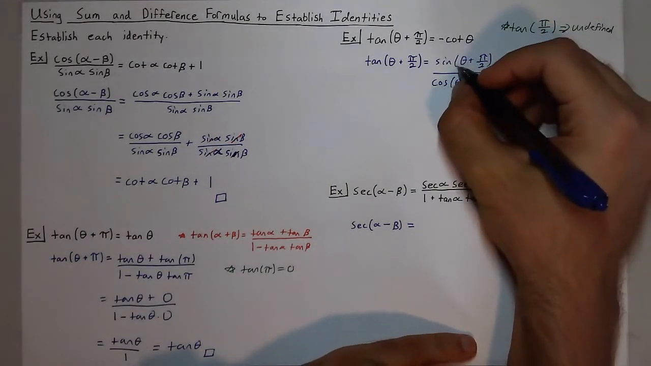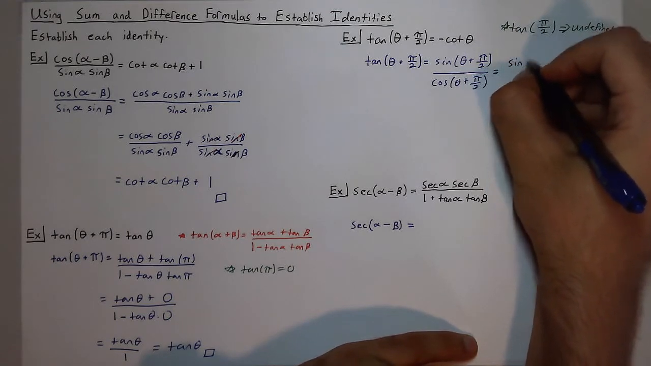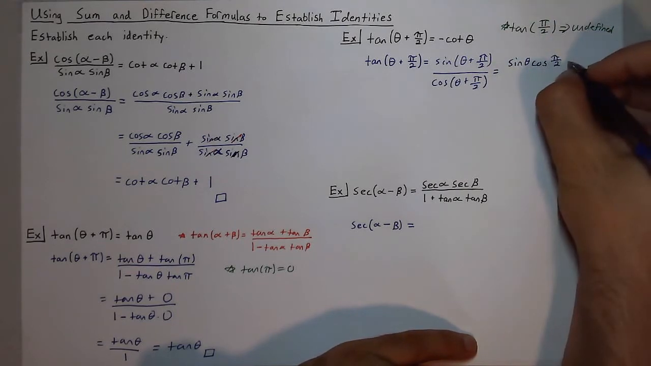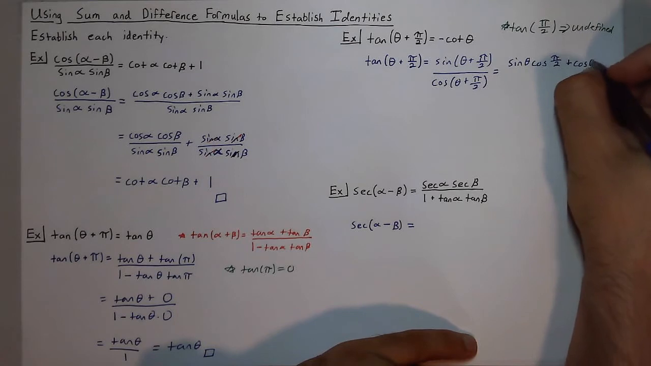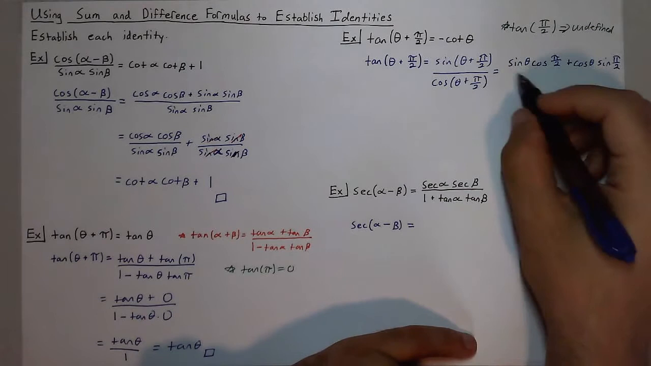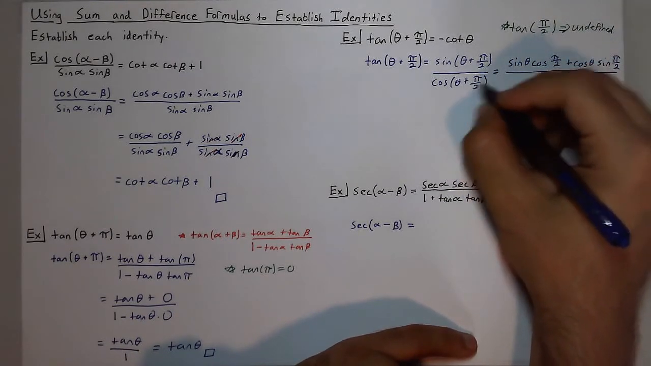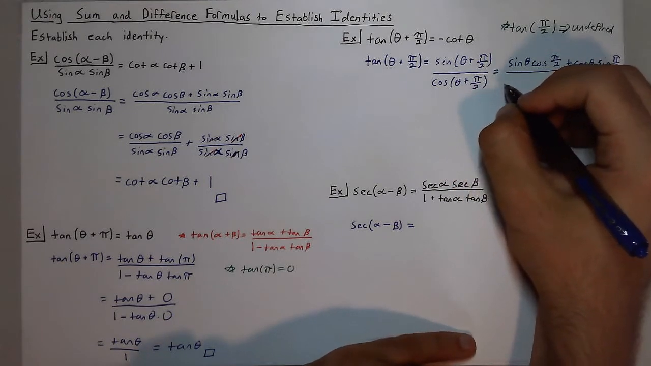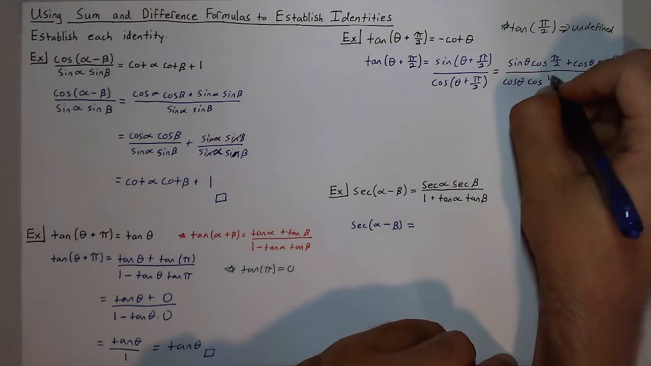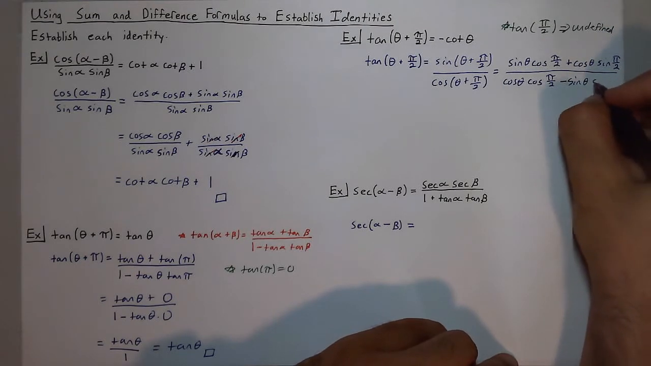So for the sum for sine, it's going to be the sine of the first angle, which is theta, times the cosine of the second angle, which is pi over 2, plus the cosine of the first angle times the sine of the second angle, all over the cosine of two angles added together, which is the cosine of the first angle times the cosine of the second angle minus the sine of the first angle times the sine of the second angle.